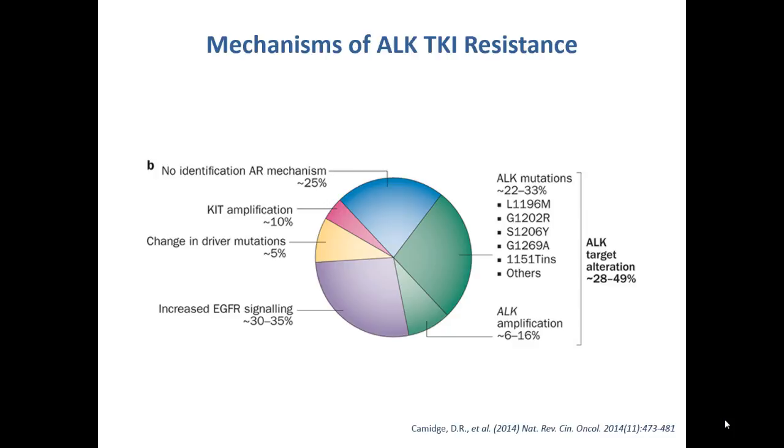And then KIT amplification and some other genetic mutations were described, but they're not yet validated. Like MET, it's not listed here. MET is validated at this point now: hepatocyte growth factor, or MET, is one of the mechanisms of resistance for TKI.